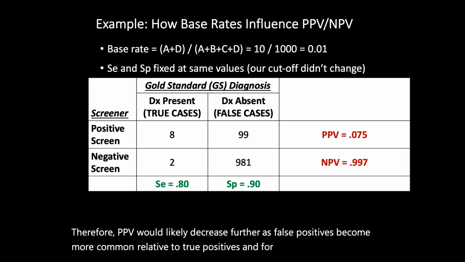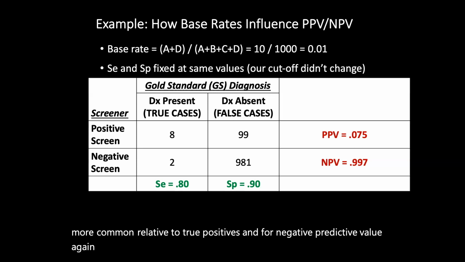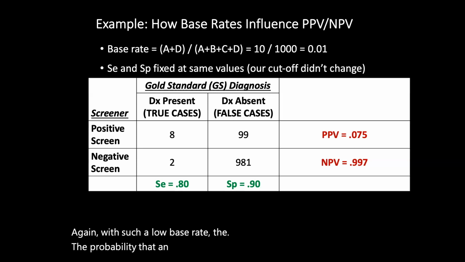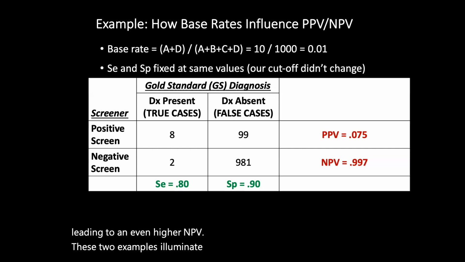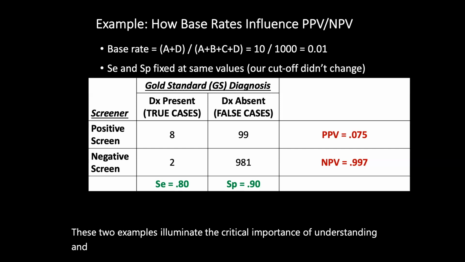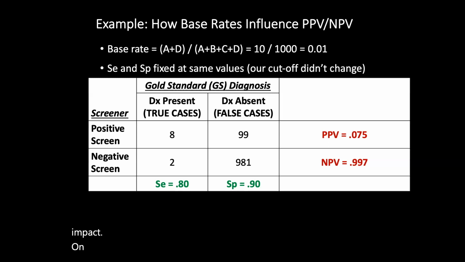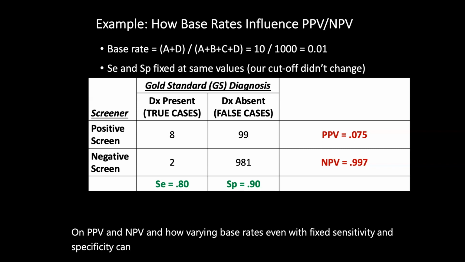And for negative predictive value, again, with such a low base rate, the probability that a negative screen result is a true negative increases, leading to an even higher NPV. These two examples illuminate the critical importance of understanding and considering base rates in the diagnostic process. They show the impact on PPV and NPV and how varying base rates, even with fixed sensitivity and specificity, can profoundly alter the PPV and NPV.